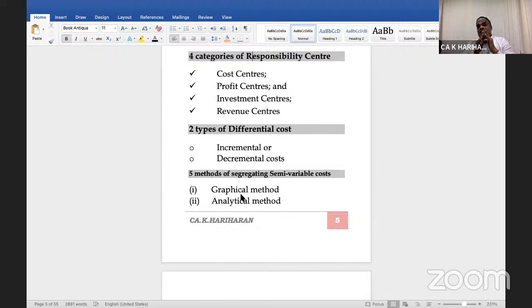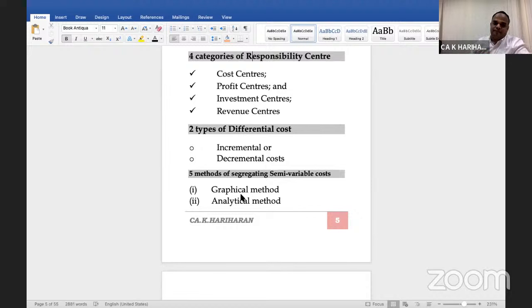What is called responsibility center? Active center of a business organization, entrusted with a special task is called responsibility center. It may consist of cost center, profit center, investment center, and revenue center.